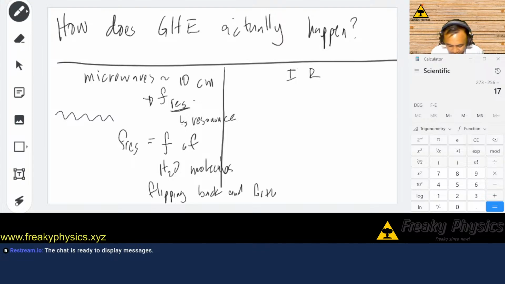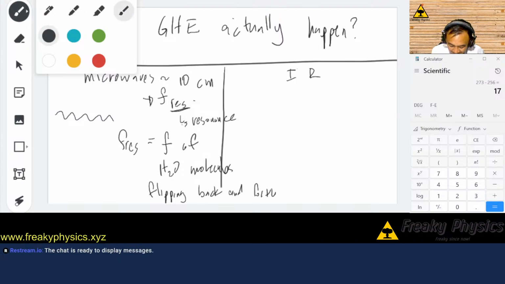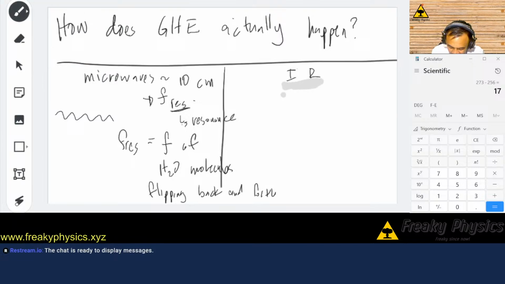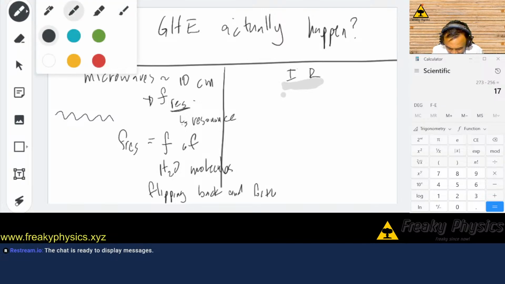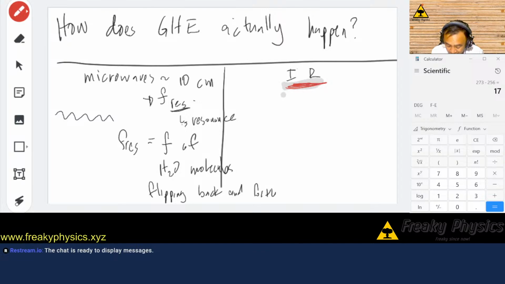Okay, so that's the idea for microwaves. In infrared, it's the exact same idea, but instead of using microwaves, you're using infrared. And instead of water molecules, you have the greenhouse gases. So in this case, this is going to be infrared, the long wavelength infrared, right? The frequency of which is also equal to the frequency of the CO2 and whatever other greenhouse gas molecules flipping back and forth.